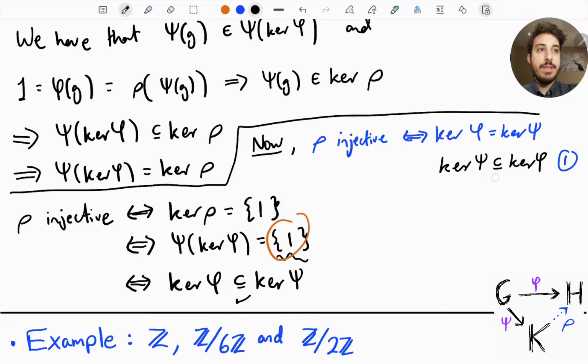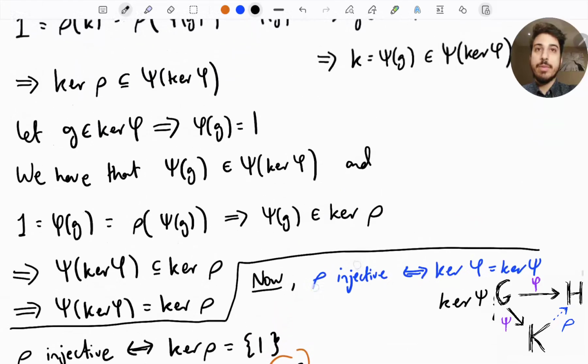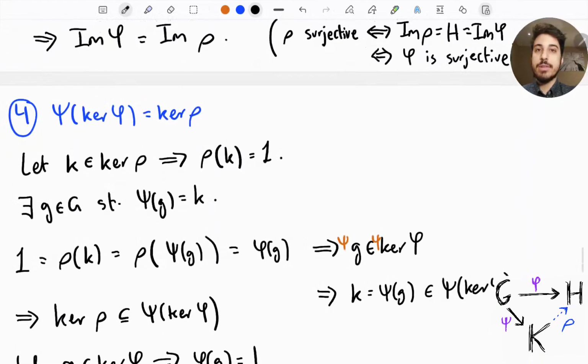We have already the other inclusion. We can say that kernel of phi is equal to kernel of psi, completing the proof of the fourth and the final part of this theorem, the fundamental theorem of homomorphisms.